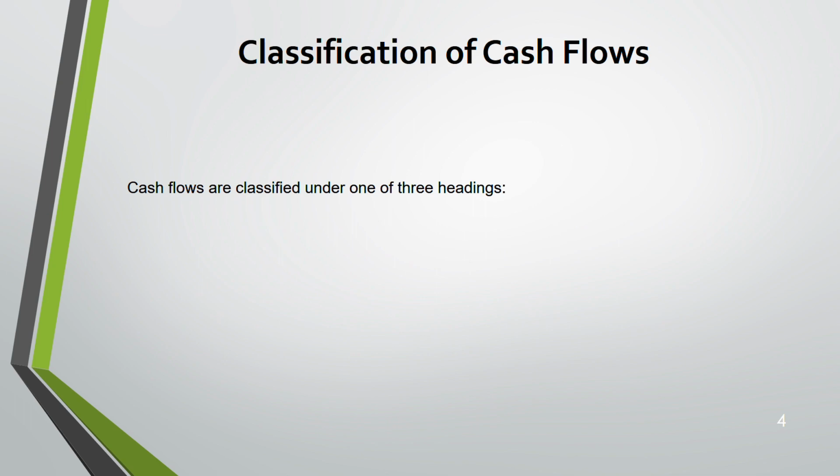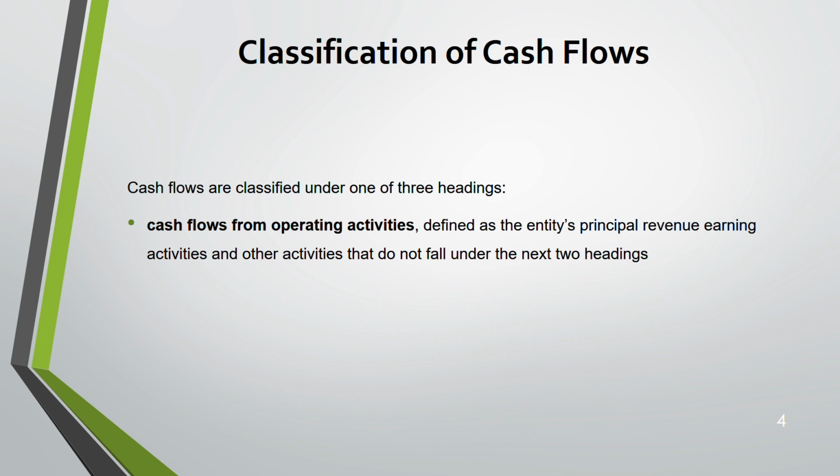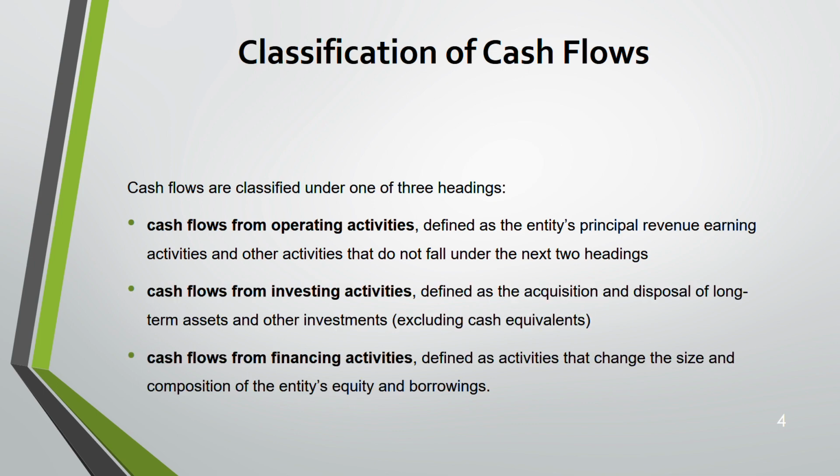Cash flows are divided into 3 headings: operating, investing, financing. Operating means all your main activity, that is your trading activity, okay, through which you earn. Investing means you are buying or you are selling long-term assets or other investments. But remember, cash equivalent does not come here, excluding cash equivalent. And financing is how you finance, by taking loans, by taking equity shares. Okay, it's based on equity and borrowings.